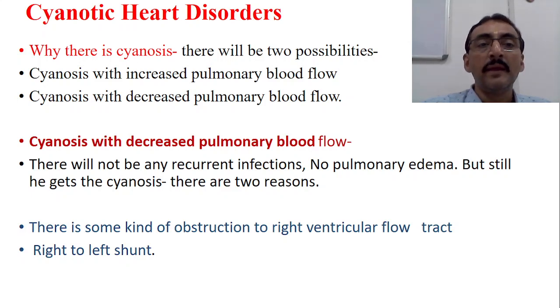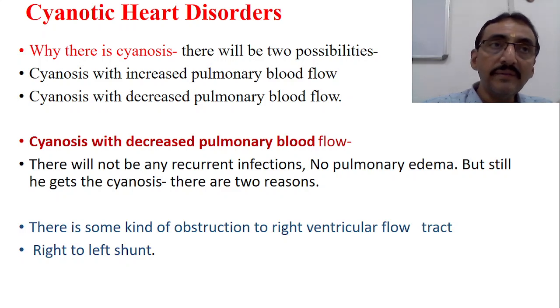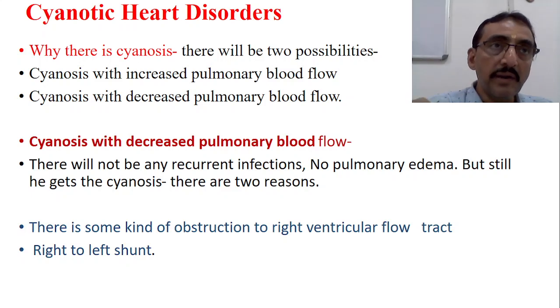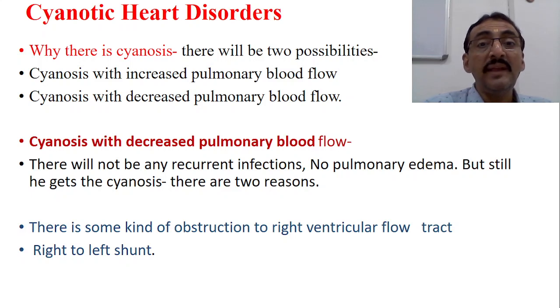Now, why is there cyanosis in case of cardiovascular problems? Cyanosis in congenital cardiac problems may be because of two possibilities. Number one is cyanosis with increased pulmonary blood flow, and the other is cyanosis with decreased pulmonary blood flow.